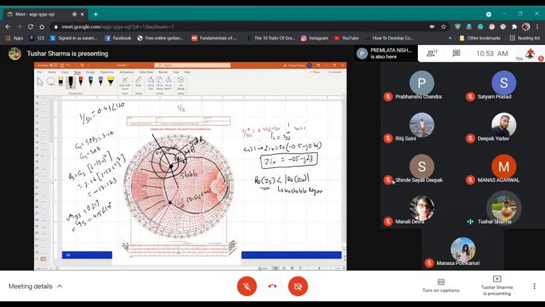Then what it is saying is that once you have those circles, you can calculate whatever gamma s you want. So if I want to match, I will try to select somewhere near this so that matching is easy. You can select whatever it is. Now if you want to calculate the total gain, which is GTU, that will be GS max plus GL max and plus G naught, right?